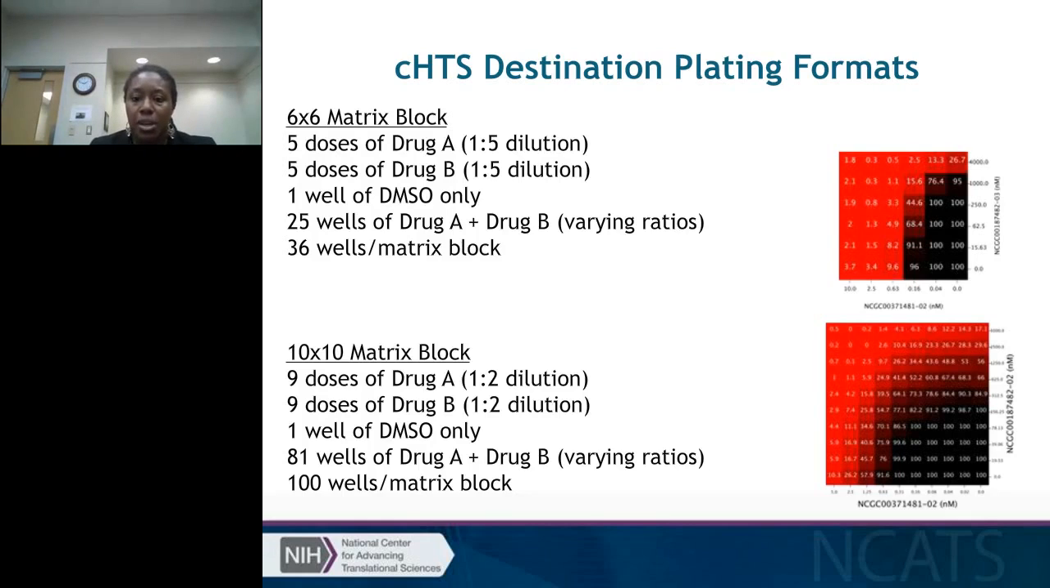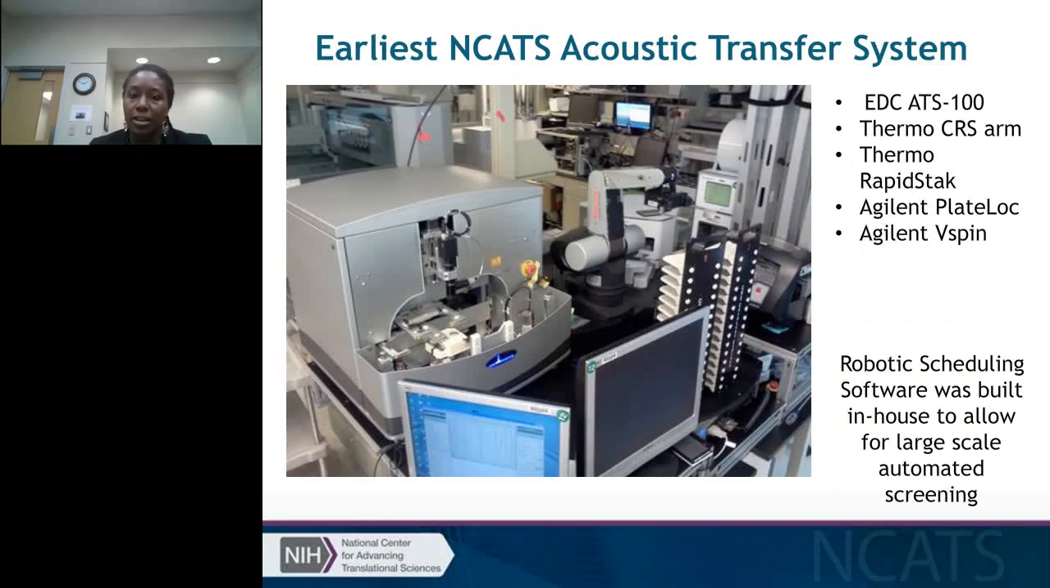And then we implemented our first robotic system to automate this screening. In our first system, this was a long time ago, we had one EDC ATS 100. We had a Thermo CRS arm for moving plates between the EDC and a Thermo Rapid Stack, which just held the plates that we would be using for this. And then we had an Agilent PlateLoc and an Agilent VSpin in case we needed to seal any plates or spin any plates in our protocol.